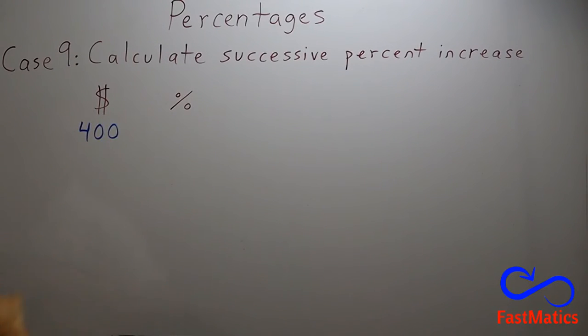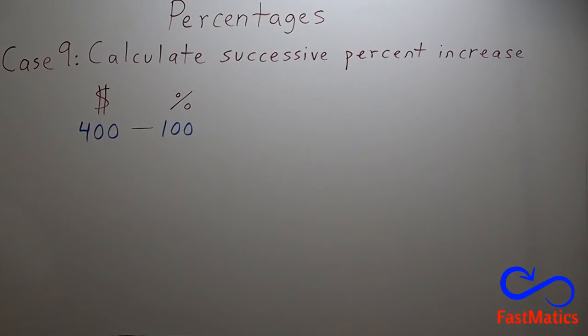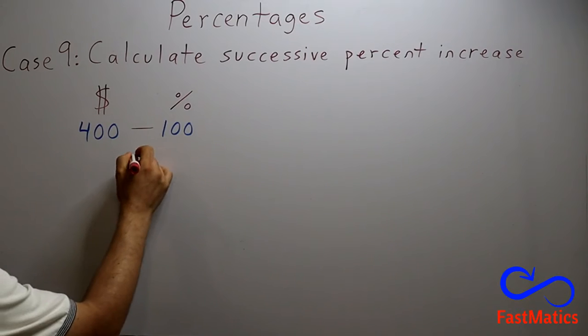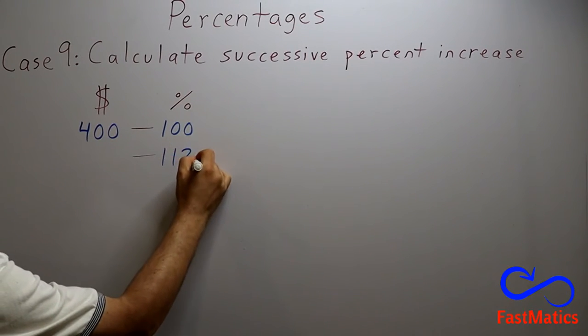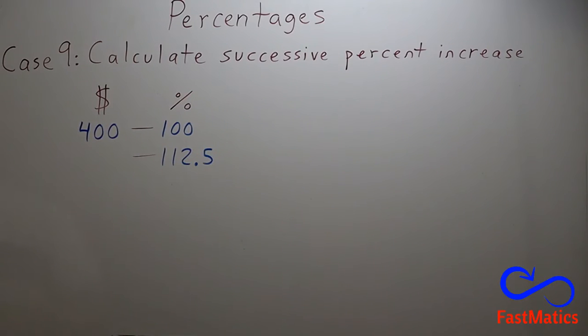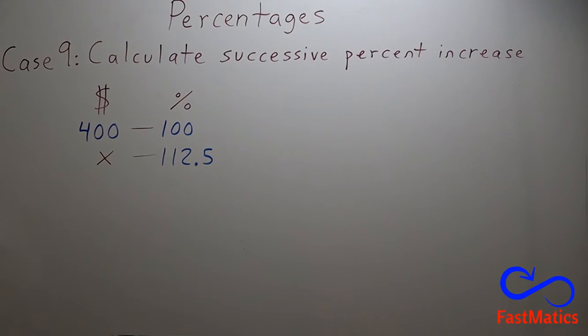$400. That was the 100% of the price. But 4 months back, the fares increased by 12.5%. That means that instead of having 100, now you have 112.5%. And the question is, how much is it?